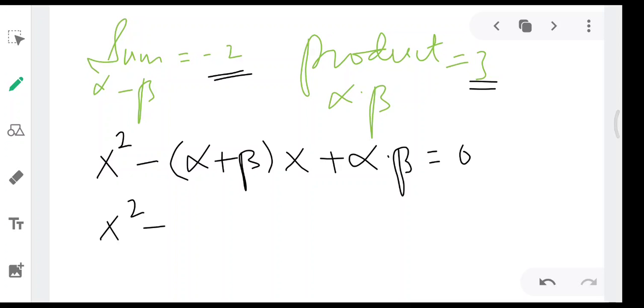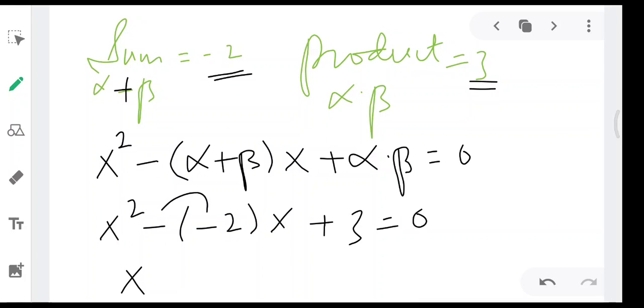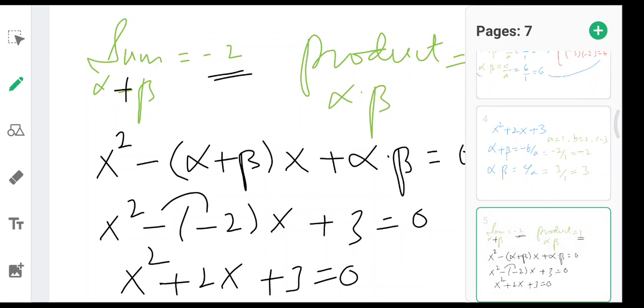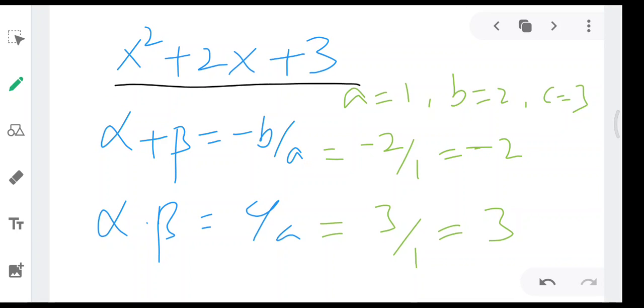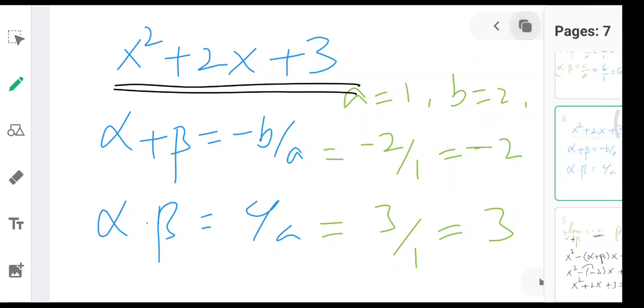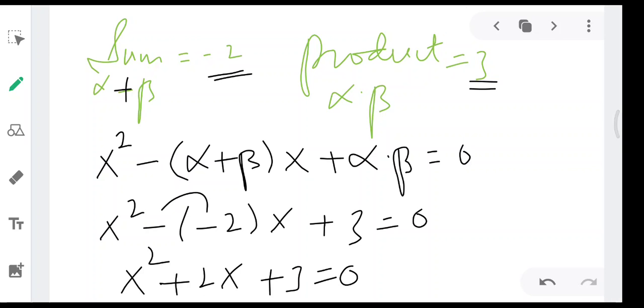So x square, what is the sum of the zeros? Alpha plus beta. Okay, so the sum of the zeros is minus 2x and the product of the zeros is 3. So x square minus into minus becomes plus 2x plus 3. Okay, so let's check our equation now. X square plus 2x plus 3. What was our equation here? X square plus 2x plus 3. So we got the same equation by using this formula.